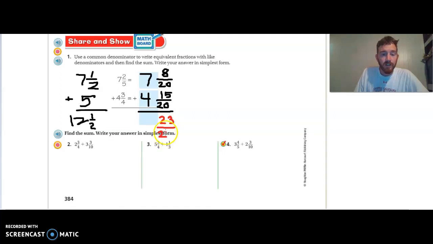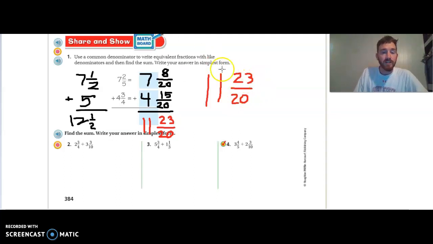I'm running out of room. 23 20ths. And then 7 plus 4 make 11. So I have 11 and 23 20ths. To put this in simplest form, last week we talked a little bit at the end of the lesson about how this fraction piece is called an improper fraction. We want our fraction numerator to be smaller than the denominator. In this case, it's more. So what do I do with that? Well, let's talk about that.